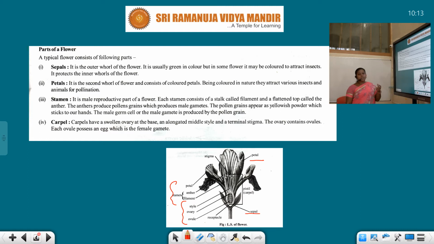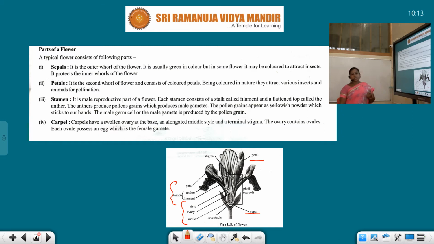Whereas stamens and the carpels are the reproductive units of the flower. So stamen is nothing but the male reproductive unit. This stamen consists of 2 important parts, filament and the anther. Anther is the region where we can see the production of male gametes. They are nothing but the pollen grains.